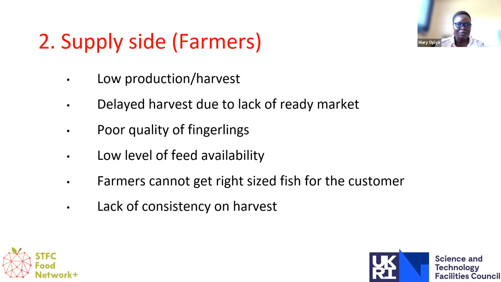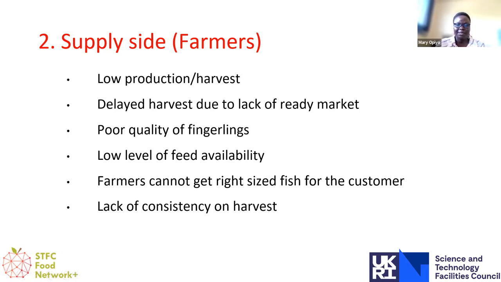And the farmers were also complaining of poor quality fingerlings leading to poor growth of the fish, and also a low level of feed availability, that the feed which is locally available is of low quality, and the high quality feed is very expensive, and it is in one geographical place, which is very difficult for them to access. And by the time it reaches them, it is very expensive. And also the consumers and the farmers.